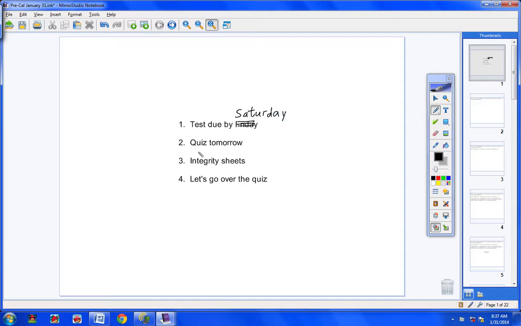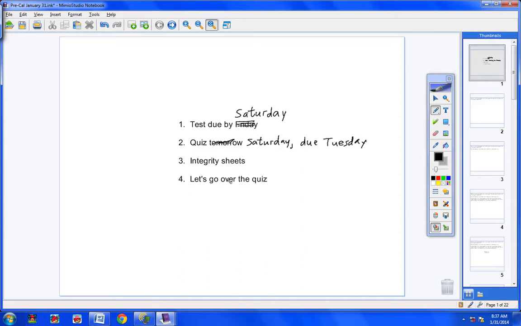Quiz tomorrow. You will have a quiz on Saturday, so really tomorrow here should be Saturday. You'll receive it on Saturday, and like I've told you before, it's due on Tuesday. All questions asked, in my hand, totally completed by Tuesday. Please don't get behind on your integrity sheets. Remember how important it is that you do those.